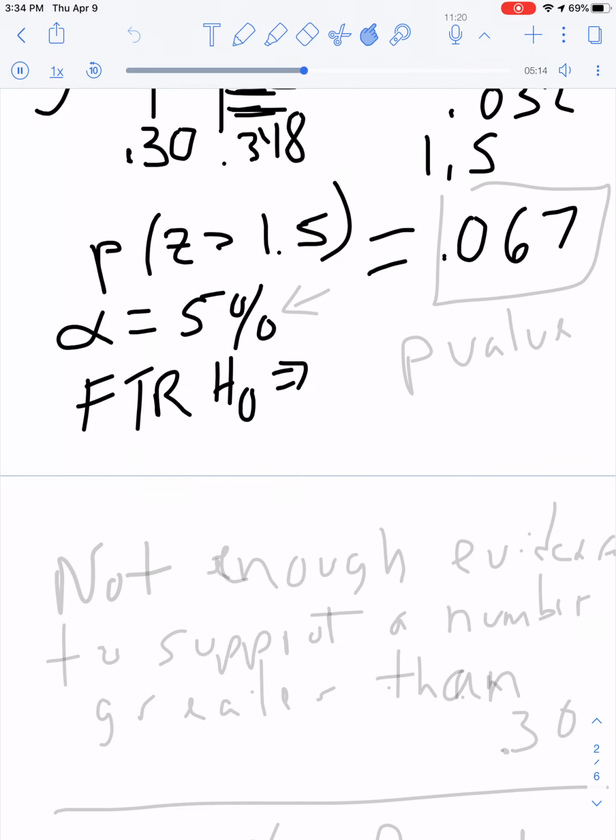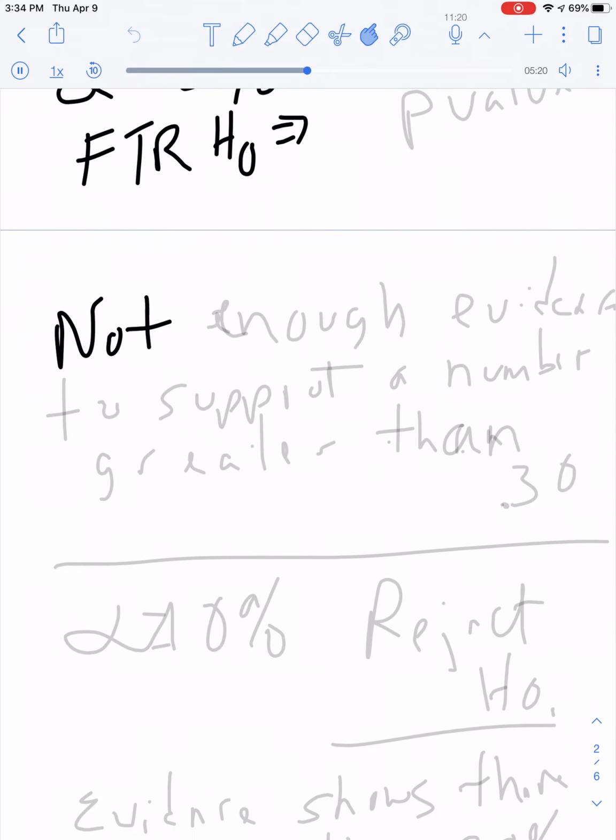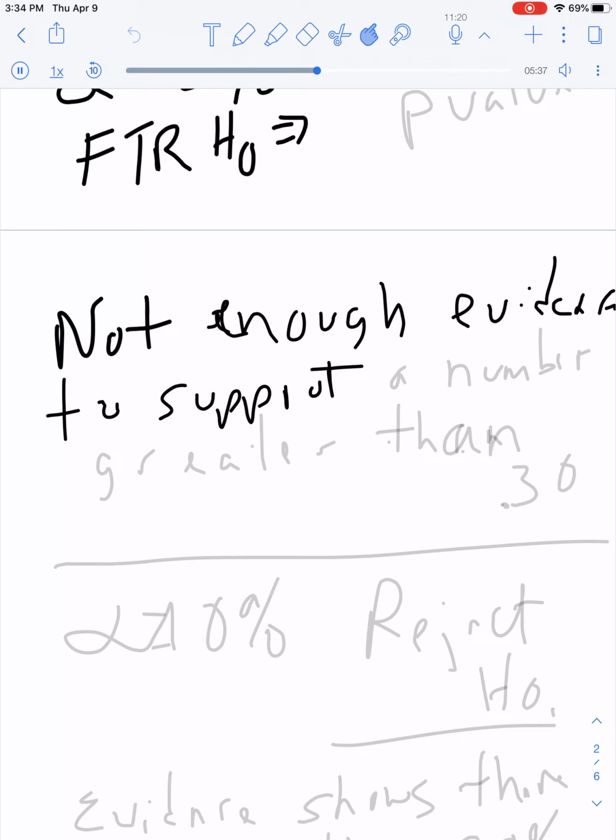Okay, so go to the next page here. Not enough evidence to support a number greater than 30%.